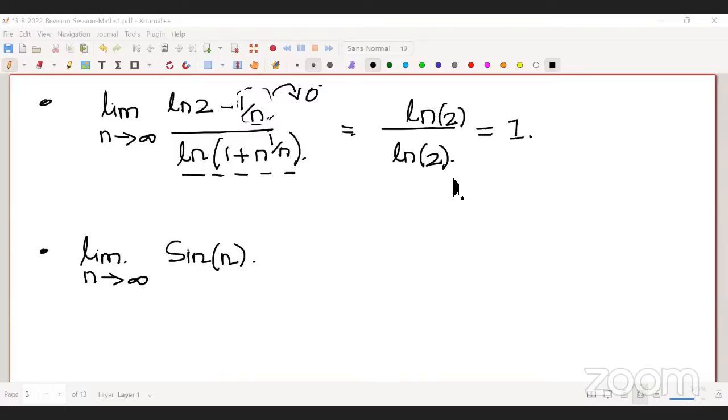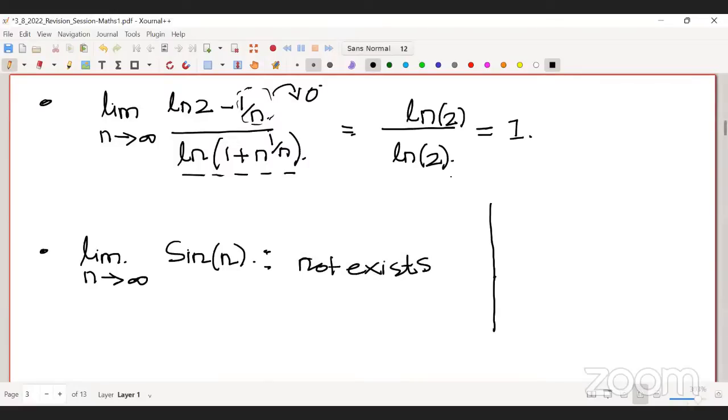Sir, it would be oscillating between 1 and minus 1. It should be does not exist. Yes, so the limit basically doesn't exist, because it oscillates between 1 and minus 1.